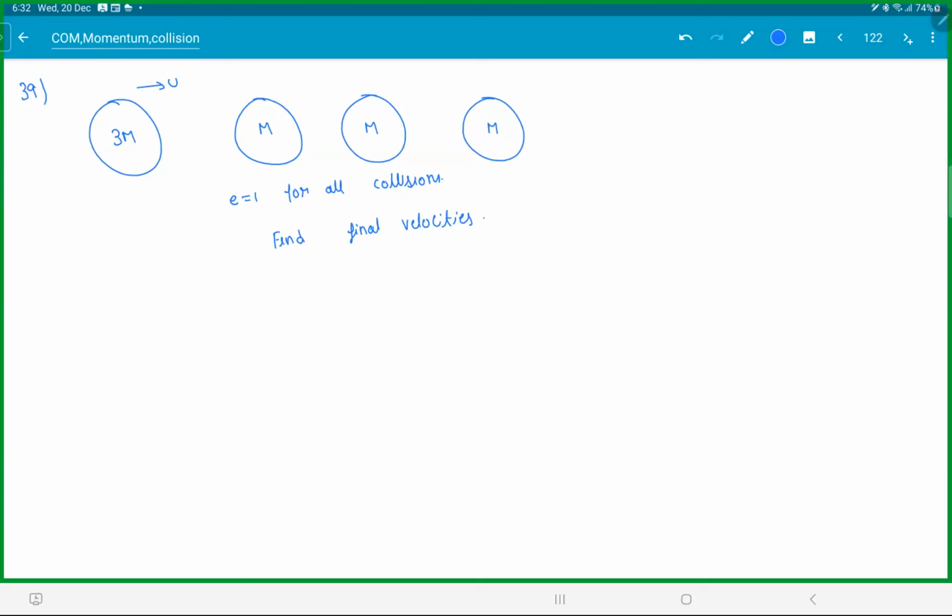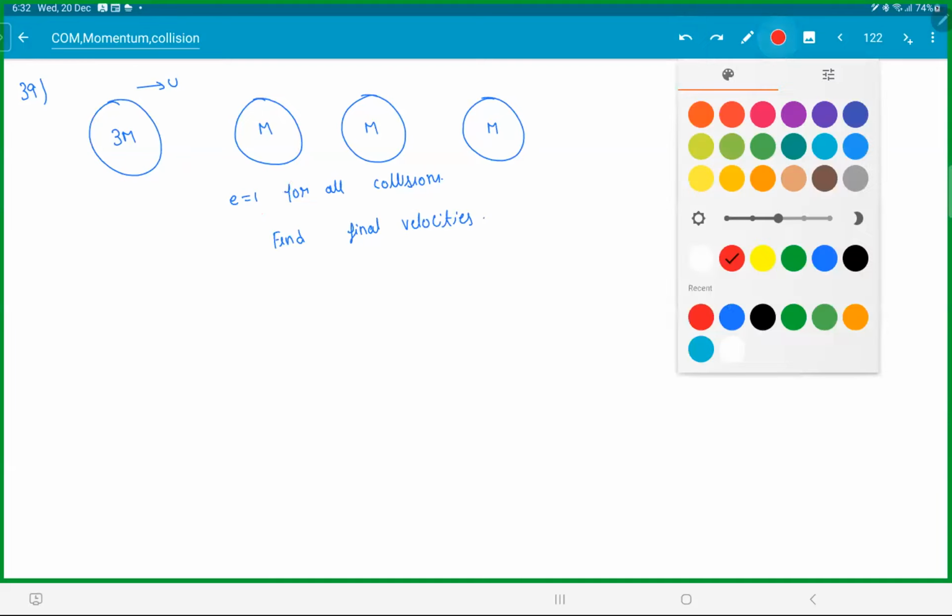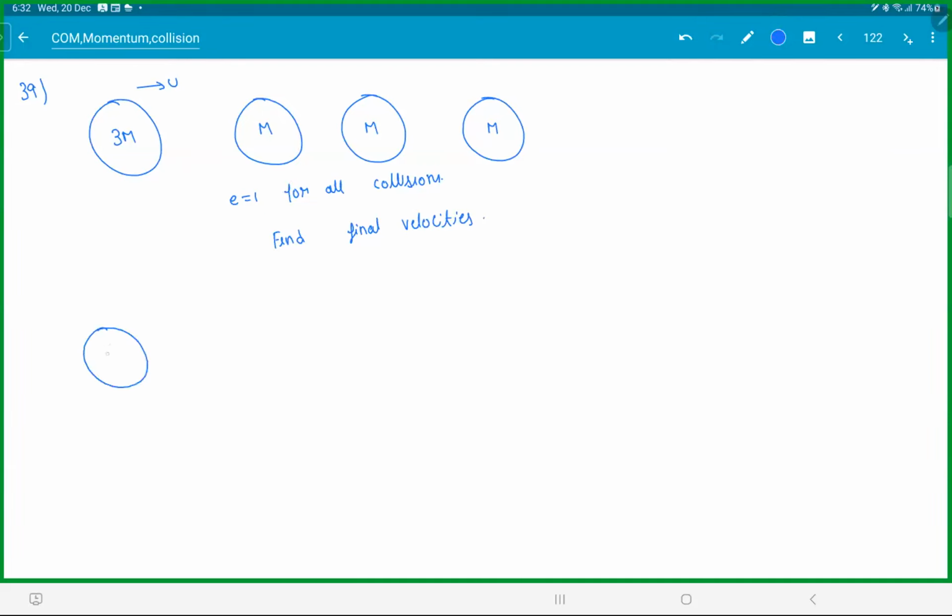Do one thing. First, can you find the velocity after the collision between these two? First, find that. From there, we'll see. I'll give you a minute. Find the velocity of 3m and m when these two collide. I'm sure you must have done that already. So if you do only for 3m and m, this is traveling with u, this is at rest. So after collision, this is v1, this is v2. Conservation of momentum.